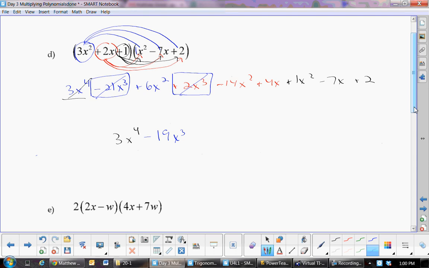I cross them out. Now, 6x squared. Anybody play with? Negative 14x squared and 1x squared. So that is negative 7x squared. Okay? Now, 4x and negative 7x is negative 3x and plus 2.